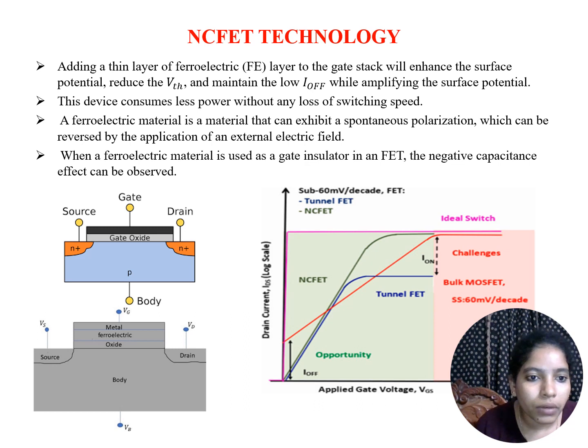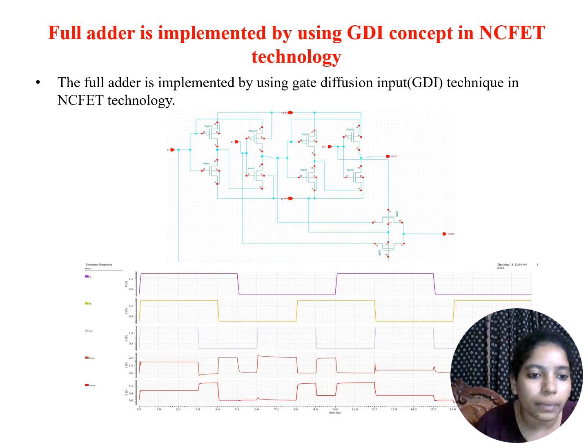This is a normal MOSFET structure and this is an NCFET structure. The major difference between the MOSFET and NCFET structures is that between the metal and gate oxide there is a ferroelectric layer. By adding the ferroelectric layer to the gate stack, it gives rise to negative capacitance.